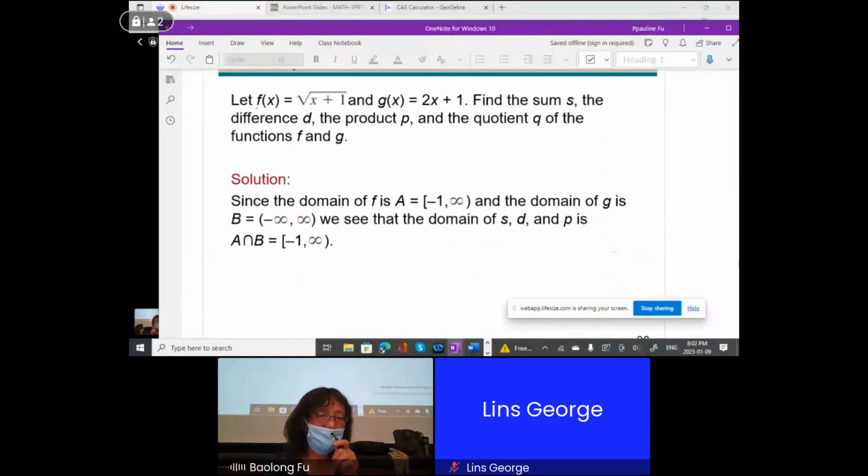If I have f(x) equals square root of x plus 1, and g(x) equals 2x plus 1, find the sum S, find the difference D, find the product P, and find the quotient Q of f and g.